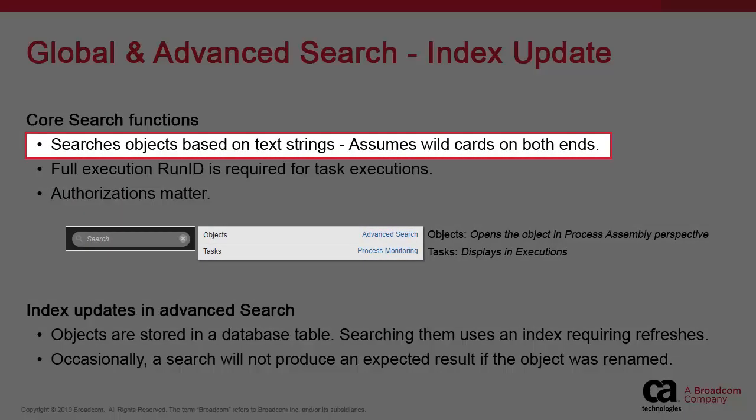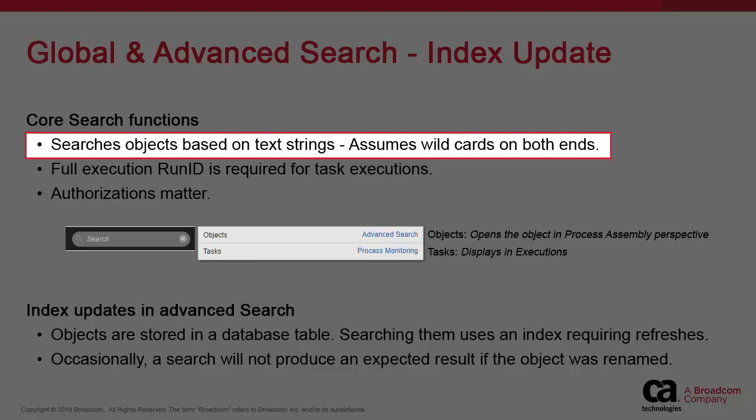The global search field allows us to simply enter the elements we're looking for, either Automic Automation objects or task executions. We assume wildcards on both ends. If you simply enter Unix in the field, it's understood that the search is *Unix*. The search produces a list of objects which you can click on. You are redirected to the objects in the process assembly perspective.